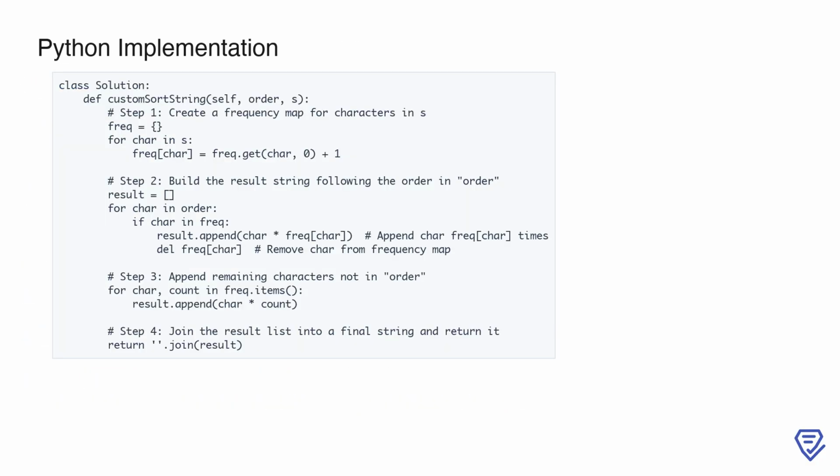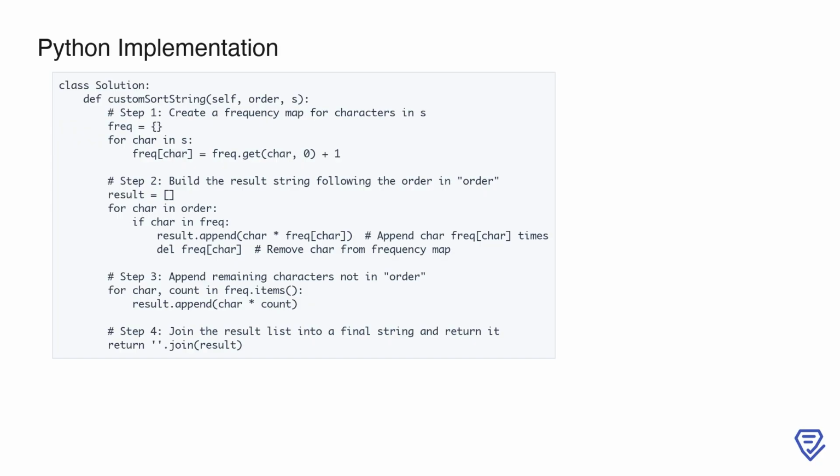This is the solution to LeetCode problem number 791, custom sort string. The goal is to rearrange the string S based on the order of characters in the string order. Any characters in S that are not present in order should appear at the end of the result while preserving their relative order. The method starts by creating a frequency map, a dictionary, to count the occurrences of each character in S. This is done using a simple loop that iterates over the characters of S and updates their count in the dictionary.